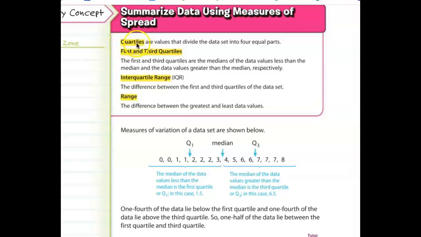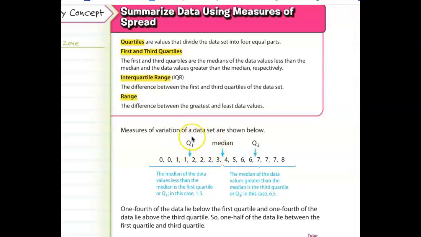The important words that we're going to learn today are quartiles, first and third quartiles, interquartile range, and then just simply range. And you can see here's an example of several data points. Some of the data points repeat themselves, some of them do not. We've already talked about what the word median means.